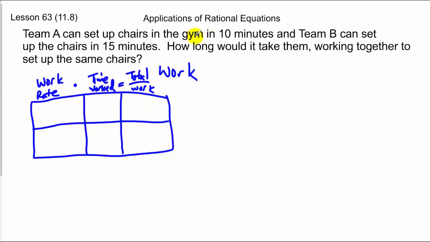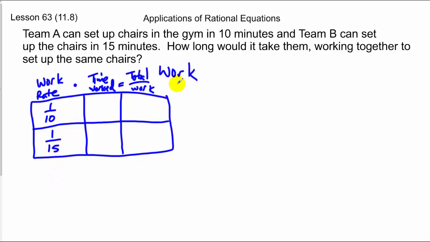So in this case, I know if Team A sets up the gym in 10 minutes, I know that in 1 minute you'll get 1/10 of the job done. Consequently, if I work 10 minutes, 10 times 1/10 is equal to 1, or the total job. Second work rate is I get 1/15 of the job done per minute.